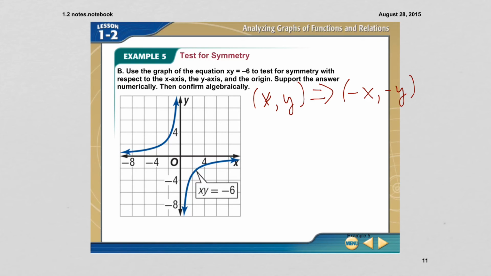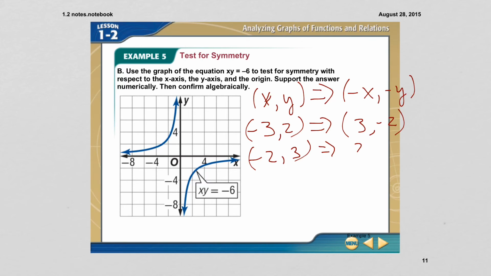We've got -3, 2, and it pairs up with 3, -2. We've got the point -2, 3, and it pairs up with the point 2, -3. Noticing that the second ordered pair, both the x and y are opposites. Okay, we need to check it out.